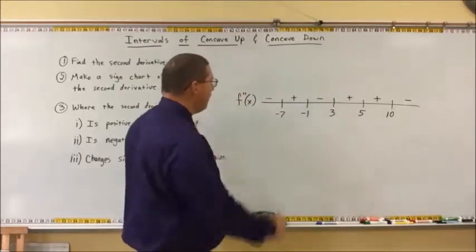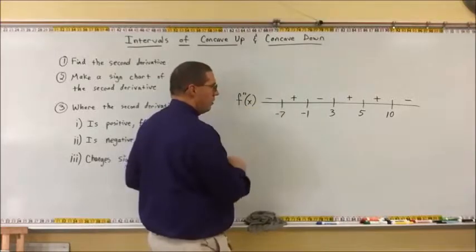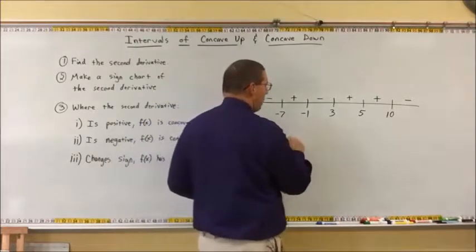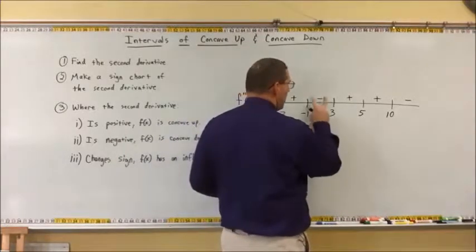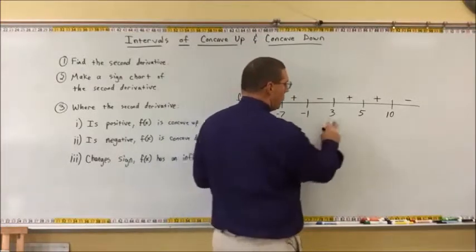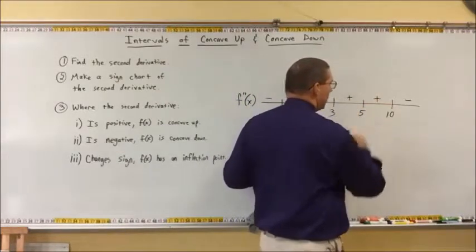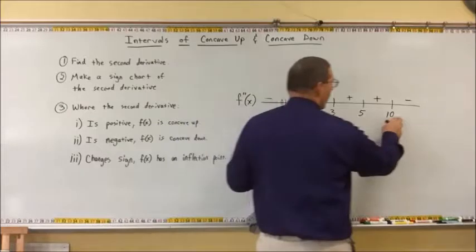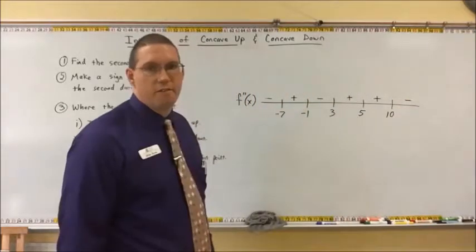Now, from negative infinity up to negative 7, the second derivative has a negative value. From negative 7 up to negative 1, the second derivative has a positive value. From negative 1 to 3, the second derivative is negative. From 3 to 5, the second derivative is positive. And from 5 to 10, the second derivative is positive. And then from 10 up to infinity, the second derivative has a negative value.